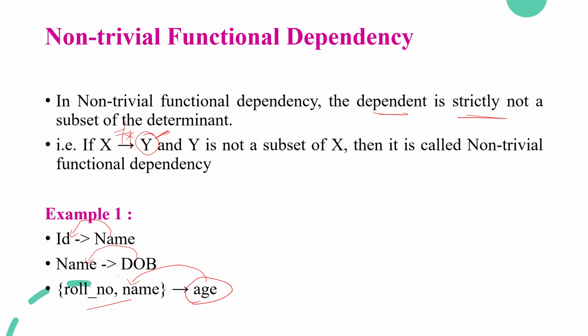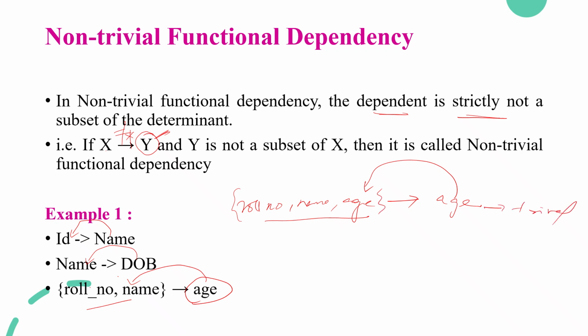Whereas in trivial dependency, if you take this example, roll number comma name comma age determines age. Age is the dependent, right? And this is the determinant. So age is a functional dependency of this set, right? So this is trivial. If I say roll number, name determines age, age is not a subset of this, so this is non-trivial. Got it?